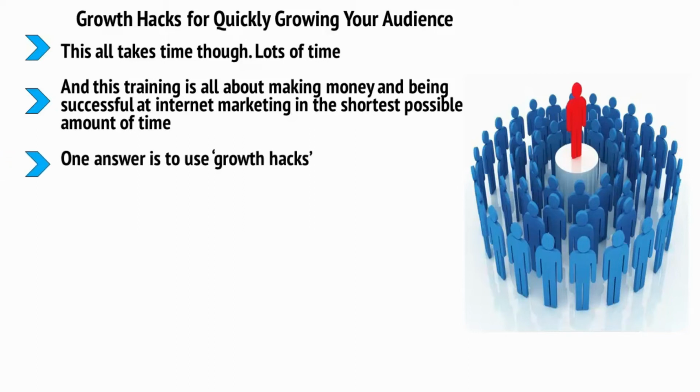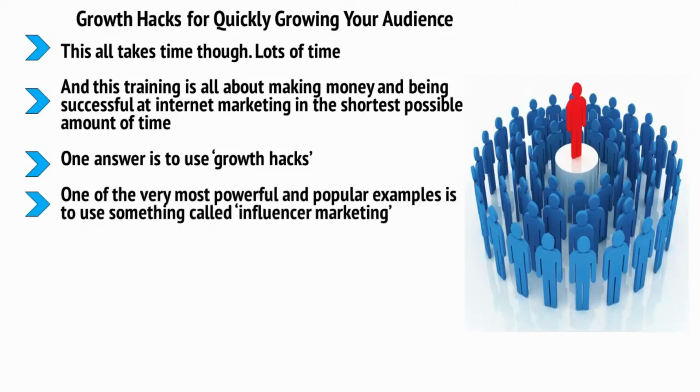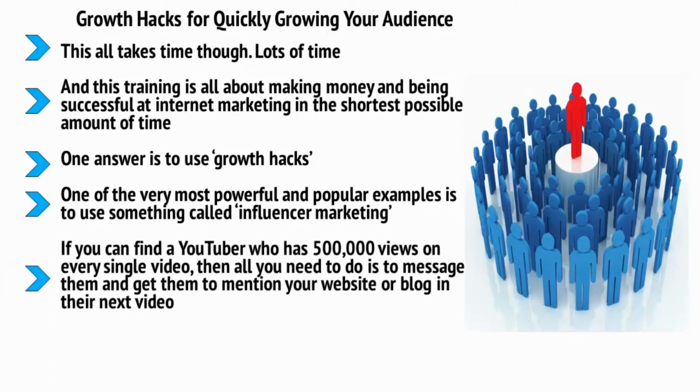One answer is to use growth hacks. These are simple techniques that you can use in order to grow and promote your website that don't involve gradually waiting for it to spread by word of mouth. One of the very most powerful and popular examples is to use something called influencer marketing. Simply, influencer marketing means that you're going to leverage the power of an existing influencer, someone who already has a lot of sway and a big audience in the same niche or a related niche. If you could find a YouTuber who has 500,000 views on every single video, then all you need to do is to message them and get them to mention your website or blog in their next video.